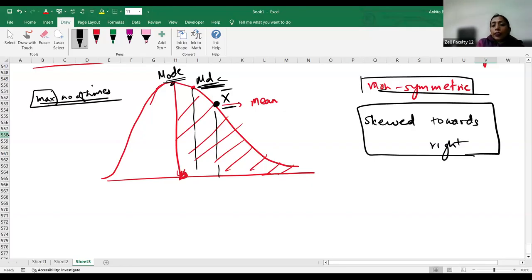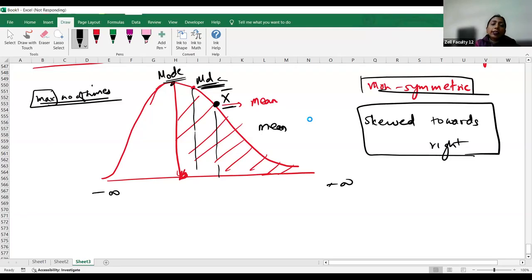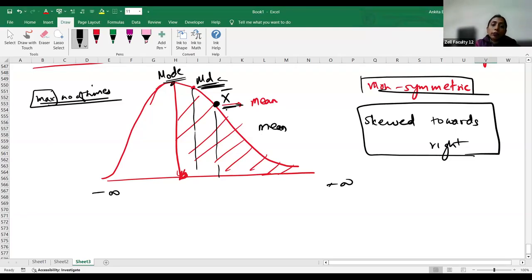Here the mean has fallen towards the right, and right is positive infinity. So in a skewed distribution, your probability of earning greater returns has increased because the mean has shifted towards the right. You would make greater positive returns for distributions which are skewed towards the right.